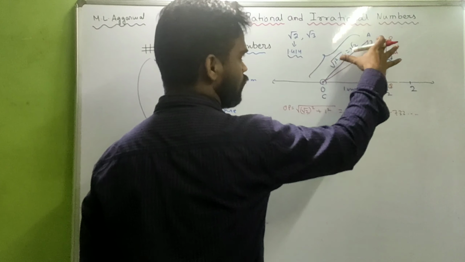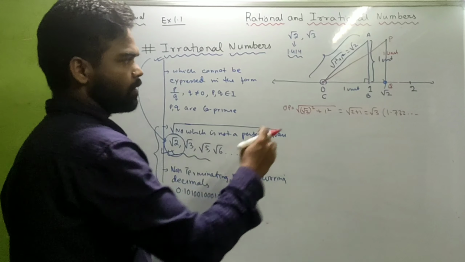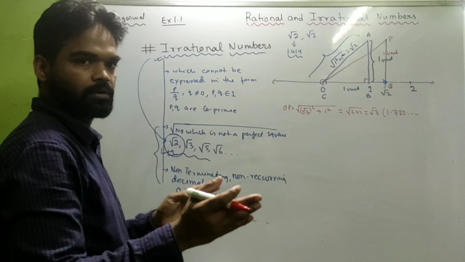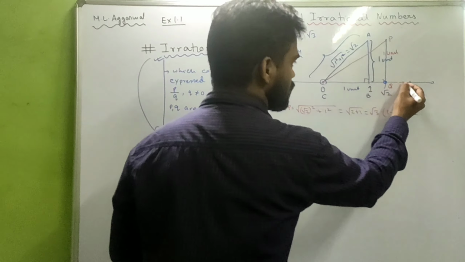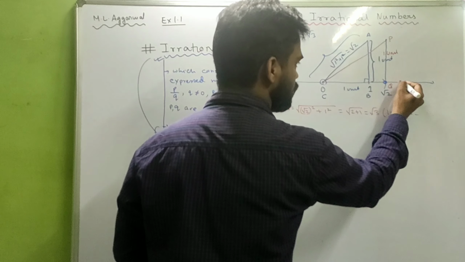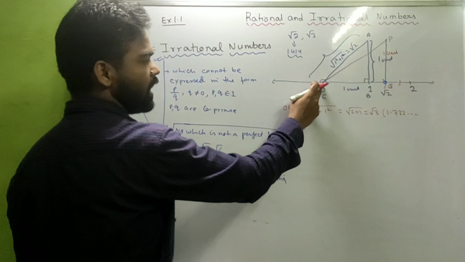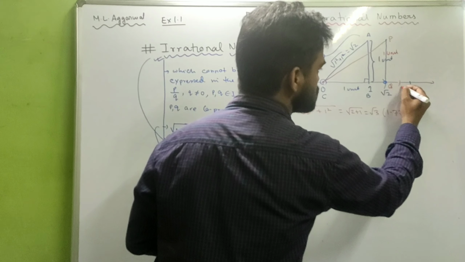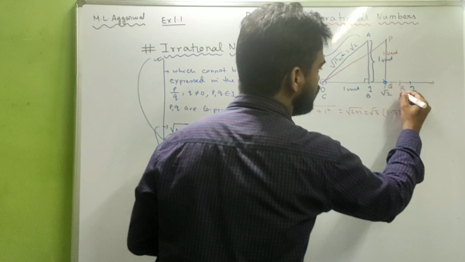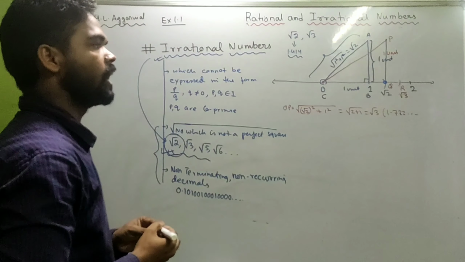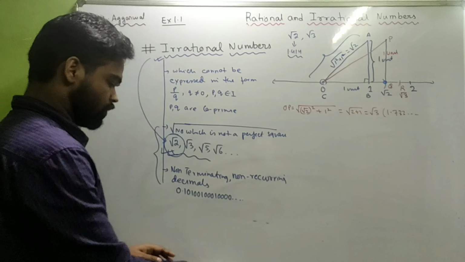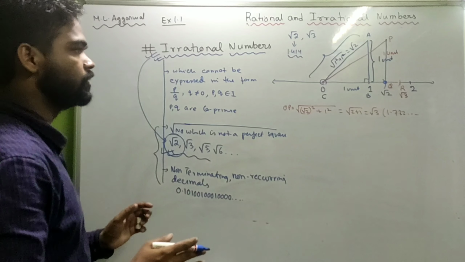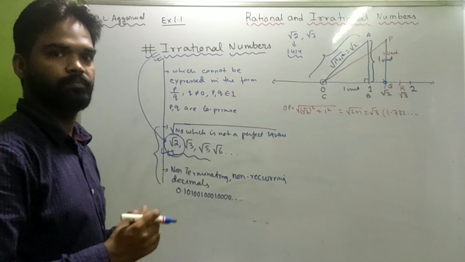So measure OP with the compass. Place your compass over here. Place your pencil at P. That will be the length OP. So cut over here. Measure the length OP. At O you place the compass and cut a point over here. Suppose this is R. So this will be your root 3. Am I clear? Like this way we can represent irrational numbers on a number line.